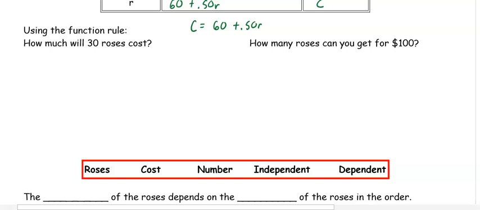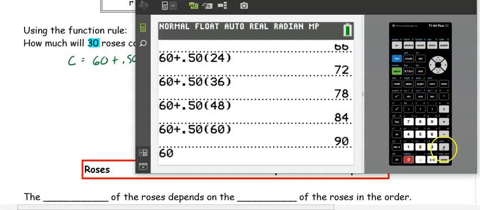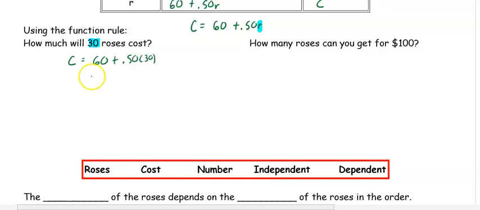So first we want to figure out how much 30 roses would cost. So we're going to put 30 in for R to figure out our cost. So we have C equals 60 plus 0.50 times 30. So that would get us a cost of $75. Then we also want to figure out how many roses we could get for $100.